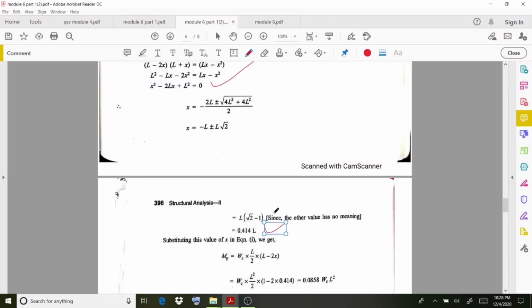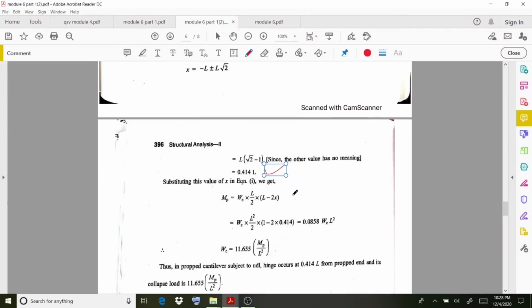0.0141 L. So at a distance of 0.0141 L you will get the maximum bending moment, and if you substitute those values, the MP value is going to be 0.0858 Wc L square. If you rearrange those terms, the collapse load is going to be 11.655 MP by L square. So that's the statement. The plastic hinge will be forming at a distance of 0.414 L, and the magnitude of this collapse load is going to be this one.